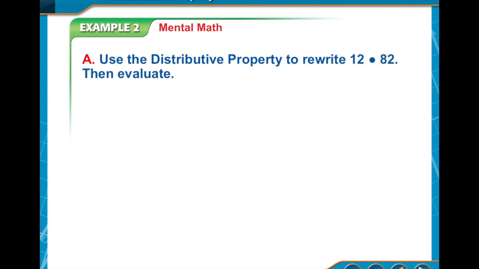Now, example 2. We want to use the distributive property to rewrite this expression, 12 times 82, and then we'll evaluate it. One way to think about it is to, instead of writing 12, break that down to 10 plus 2. That'll make this something that we can multiply in our heads in a simpler way. The 82 stays the same. The 12 becomes 10 plus 2 in parentheses. We just break it down to make our multiplication more mental, to make it easier to do.